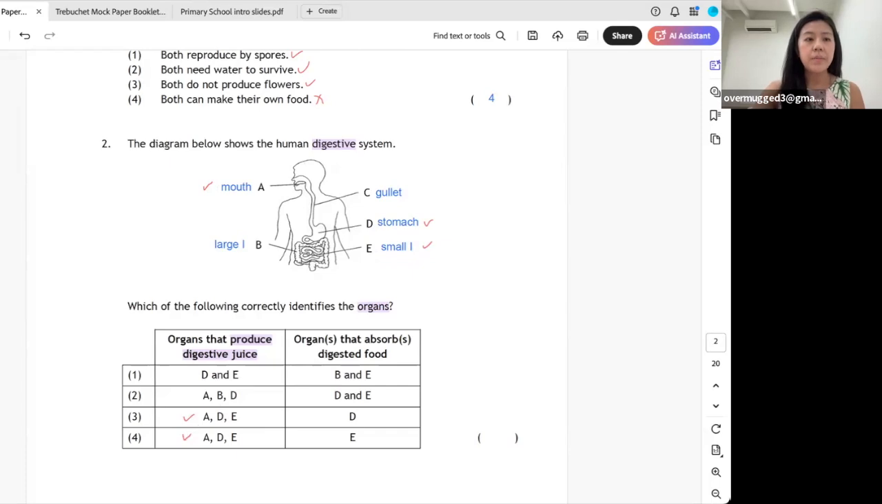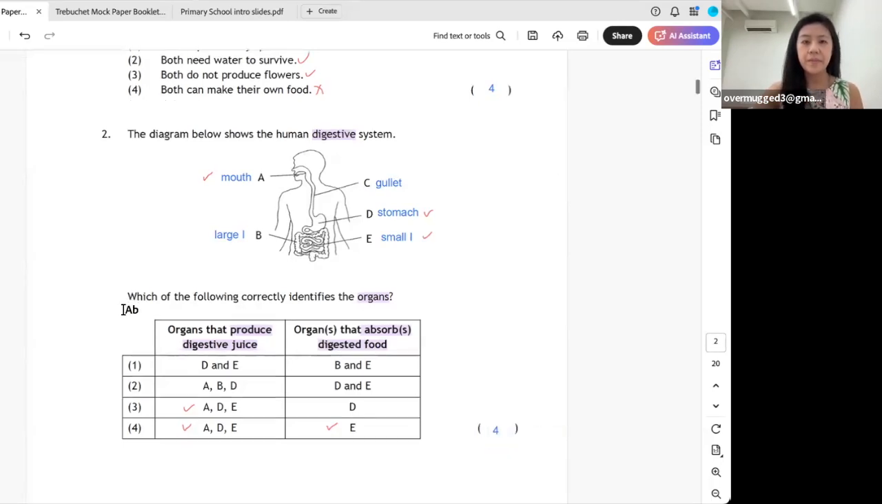For the organs that absorb digested food, you have the small intestine, which carries out 2 functions, okay? So I think you did recall that the small intestines carry out 2 functions. One is to produce digestive juice. One is where digestion is completed and the digested food is absorbed into the bloodstream. So this will then link it to our primary 5 topic on circulatory system. Okay, so with that, once you've identified the small intestine as the organ that absorbs digested food, you will get option 4 as your answer.